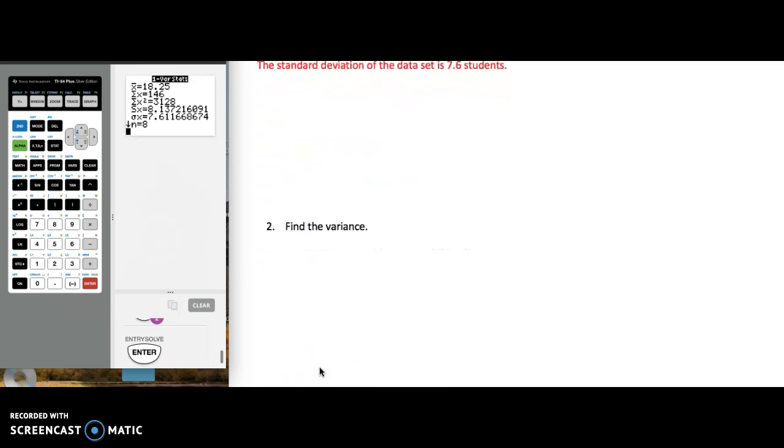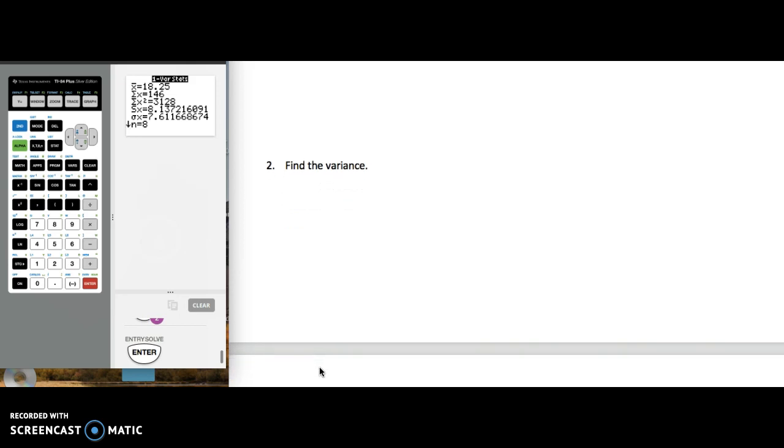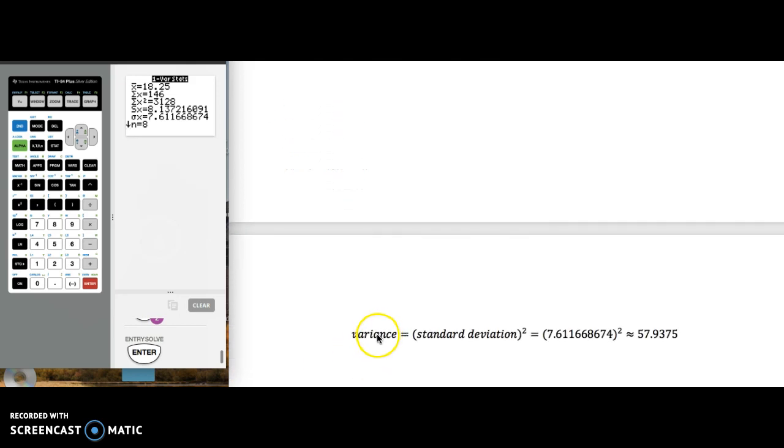Second question, find the variance. Once you've already found the standard deviation, the variance is very, very easy to find. All you have to do is square whatever the standard deviation is. So the variance is equal to the standard deviation squared.